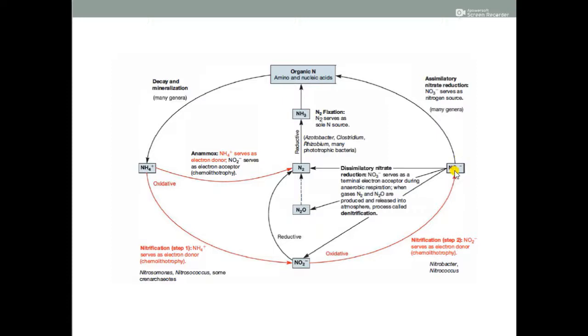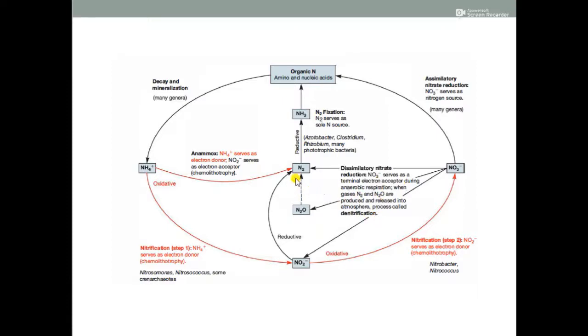These nitrates are again broken down. Here nitrate will serve as a terminal electron acceptor during anaerobic respiration, and gases such as nitrogen and N2O, or nitrous oxide, are produced and released into the atmosphere. When nitrogen and nitrous oxide are being produced, that process is referred to as denitrification.